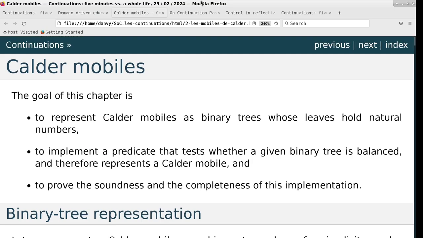The goal of this chapter is to represent Keldon mobiles as binary trees whose leaves hold natural numbers, to implement a predicate that tests whether a given binary tree is balanced and therefore represents a Keldon mobile, and to prove the soundness and completeness of this implementation.